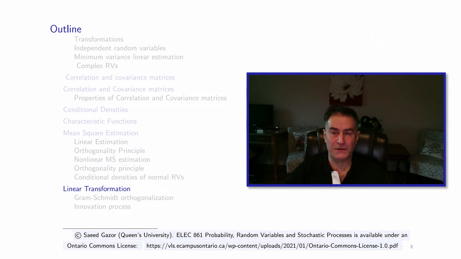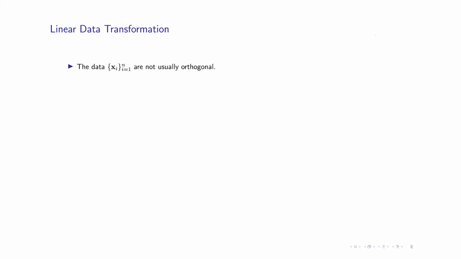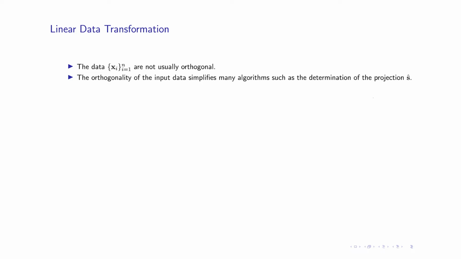One of them is linear transformation, which could create some interesting properties. One of the objectives of linear data transformation could be that the data are usually not orthogonal, or they are heavily correlated, they are heavily redundant. Each sample is repeating information from the previous sample and so on. So we may want to make them orthogonal. We may want to reduce their interdependency, and also we want to preserve all the necessary and sufficient information without loss of anything.